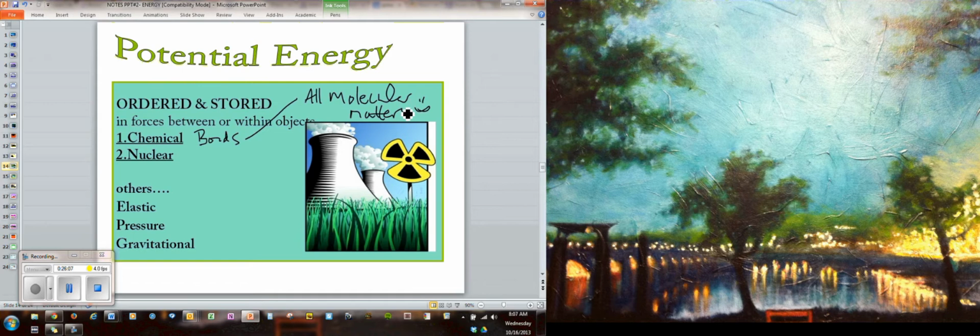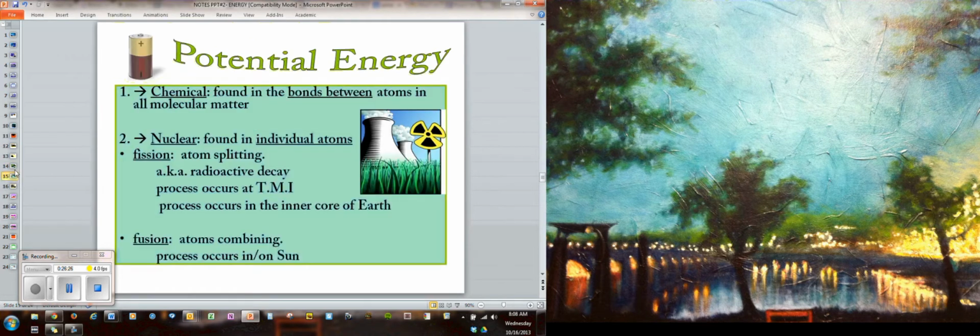Nuclear will not come from molecular matter. This comes from atomic matter. How can energy come from atomic matter? This means single individual atoms, and this is energy that is coming from the nucleus. There are two types of nuclear. I go on to that in the next page. Other forms of potential energy could be elastic, pressure, and gravitational. You'll learn much more about all of this in physics next year.